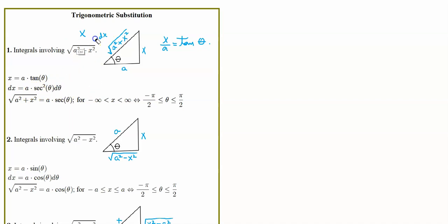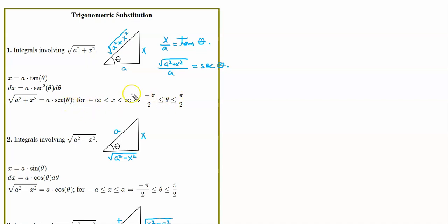And then if we look at our diagram up here, if I look at the hypotenuse over the adjacent side, okay, so that's going to be the secant of theta, right? So the square root of a squared plus x squared over a equals the secant of theta in this case, right? Secant is hypotenuse over adjacent, right? So we get the square root of a squared plus x squared equals a secant theta.